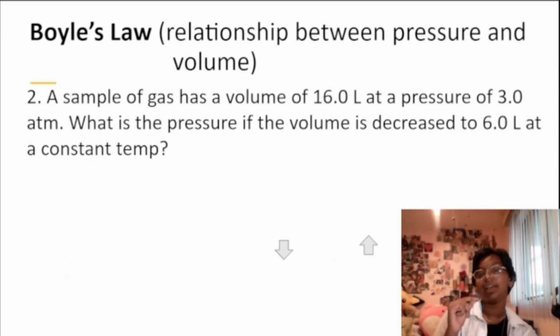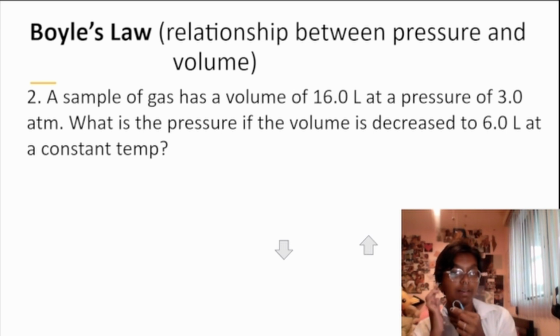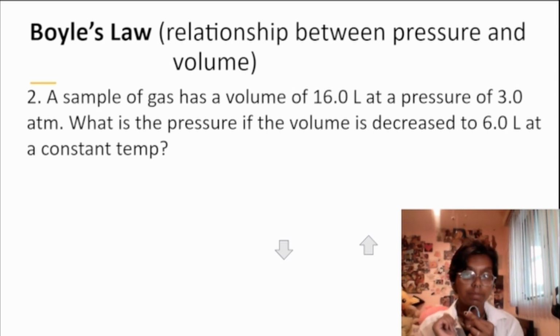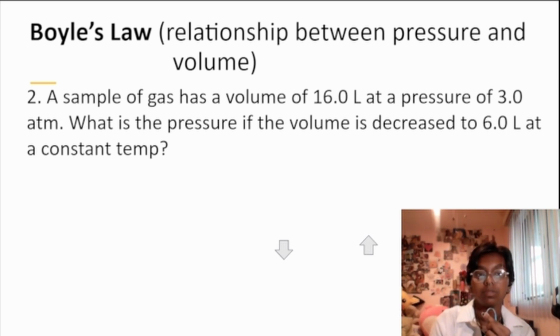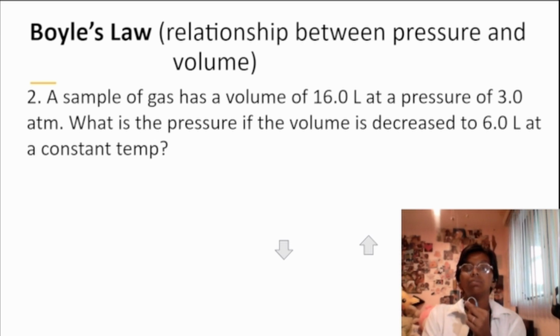Ooh, another one. A sample of gas has a volume of 16 liters at a pressure of 3 atmospheres. What is the pressure if the volume is decreased to 6 liters at a constant temperature? I'll let y'all do this one too.